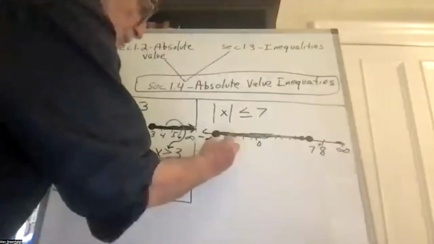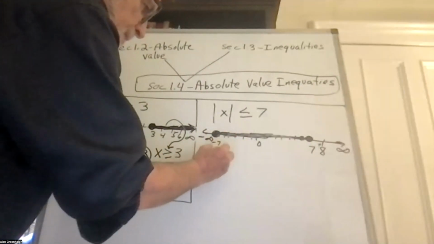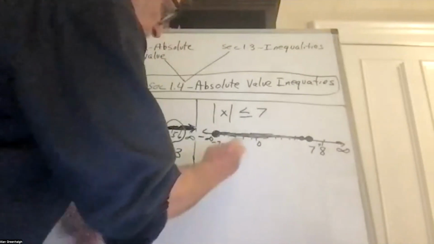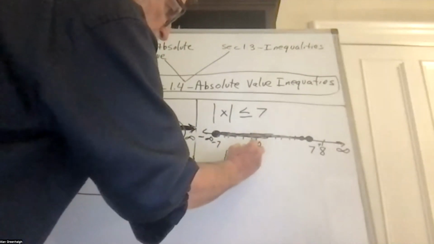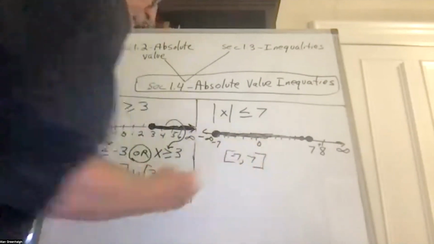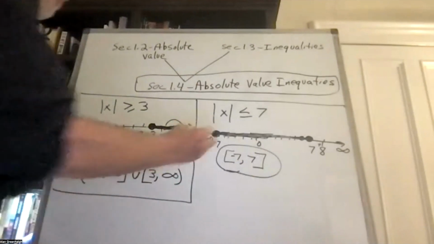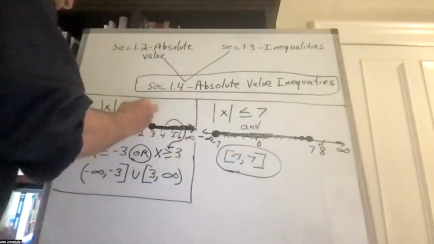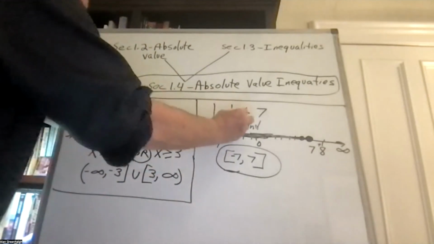And in interval notation, it will be negative 7 to positive 7. And that's it. And this is an and situation. This is an or situation.